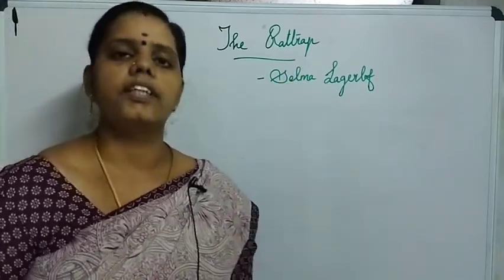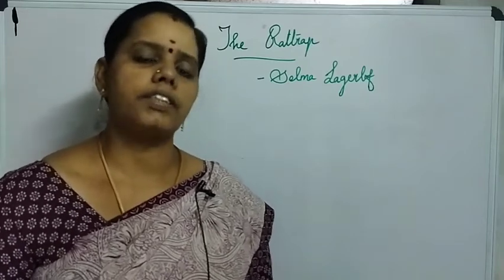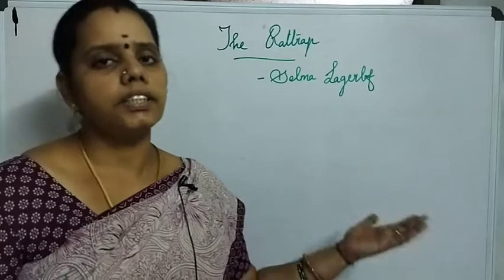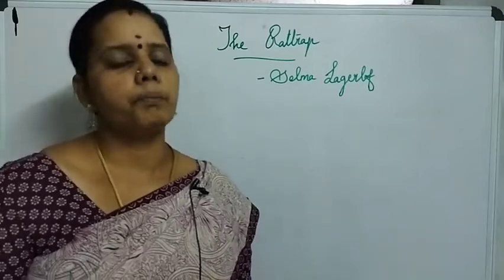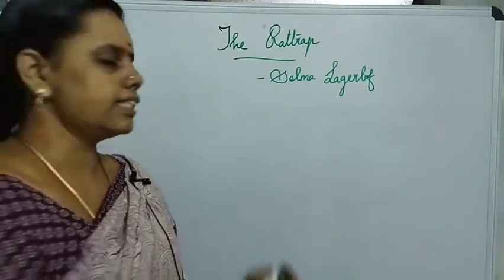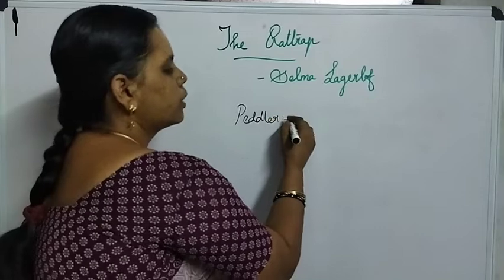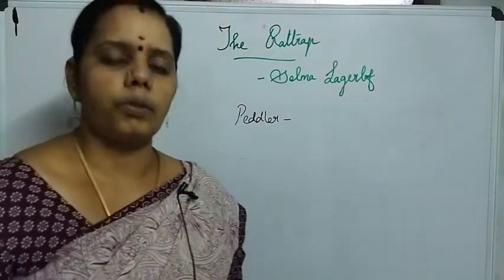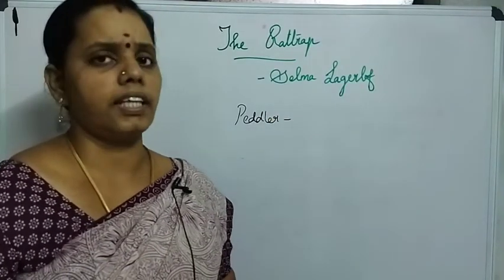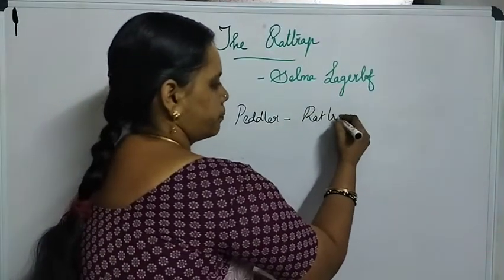Selma Lagerlof. This lesson seems to be a bit lengthy, and that's why I have decided to give the summary in two videos. This is part 1, the first few pages of the lesson. Here, the hero of this lesson is a peddler. Who is a peddler? A peddler is one who sells illegal goods. And what this peddler in the lesson is selling is rat traps.